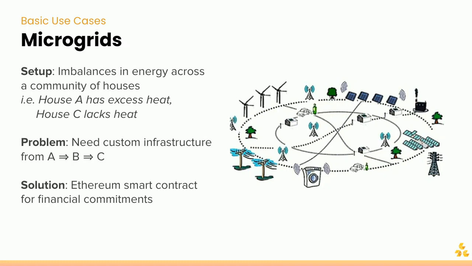And so the example we have here is, let's say we have an imbalance of energy across a group of houses, like a consortium. House A has excess heat, but house C lacks heat. So we have these two houses, and we see house A has what house C needs. And so we can use Ethereum to have them all communicate with one another, and you can use sensors or different external inputs to be able to allocate this heat better.